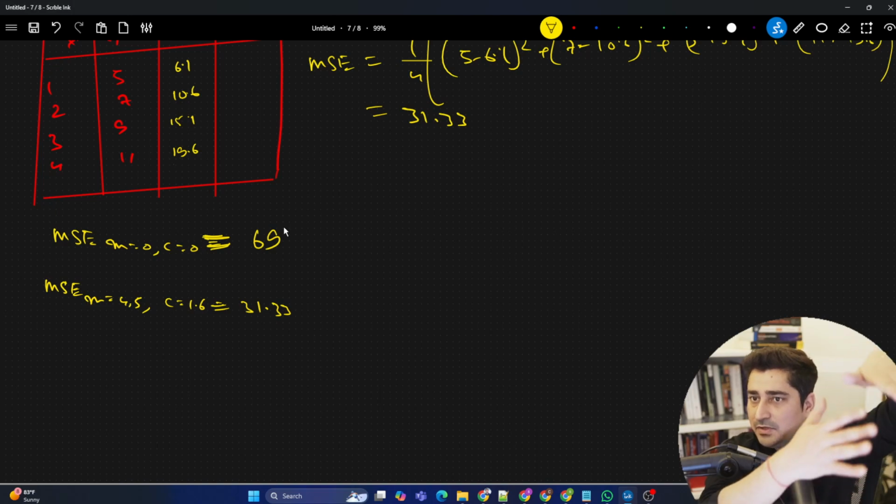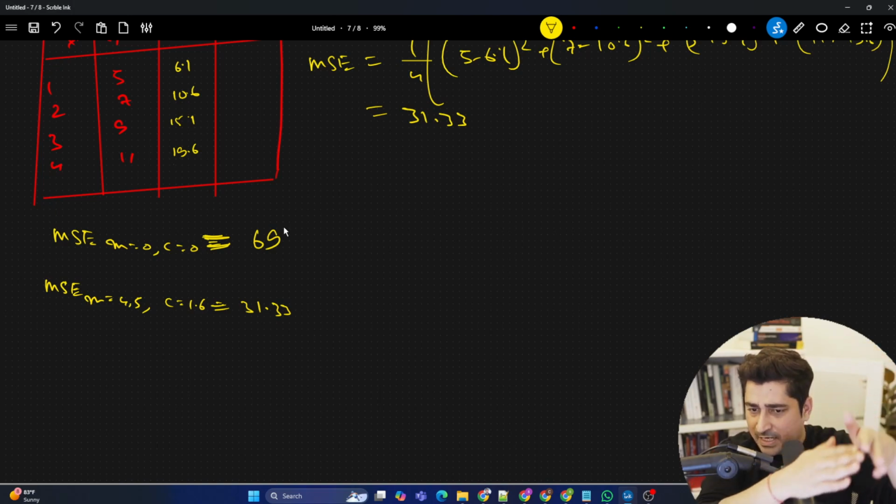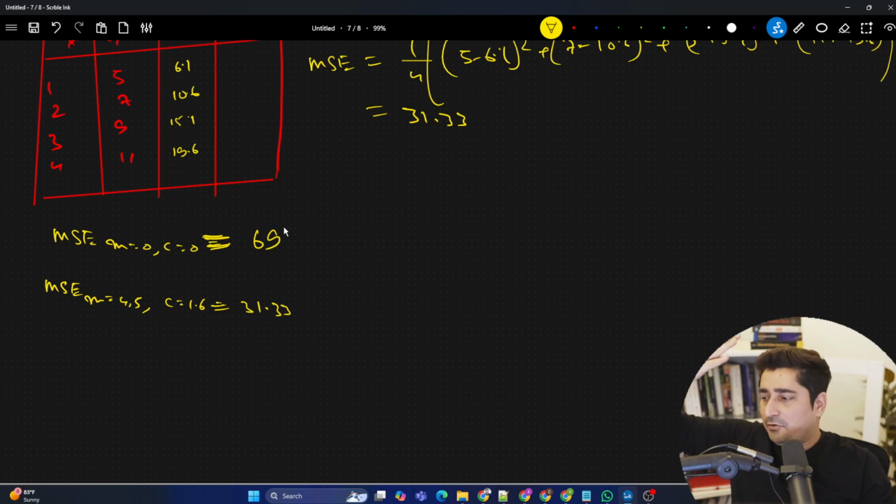This is what we are trying to do with respect to a derivative. We are trying to slope down, or we are trying to achieve the minima. Beyond this point, I can't change the MSE. So when we are not able to change the MSE, can I say that whatever values we find for M and C are going to define my final line?